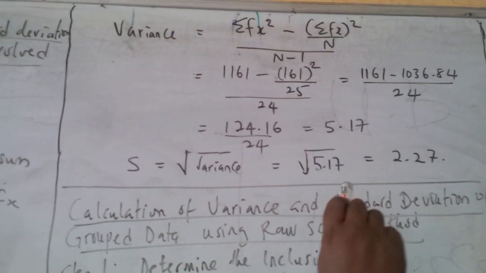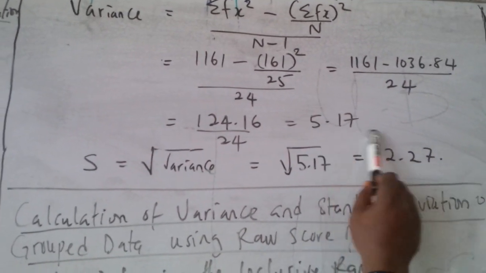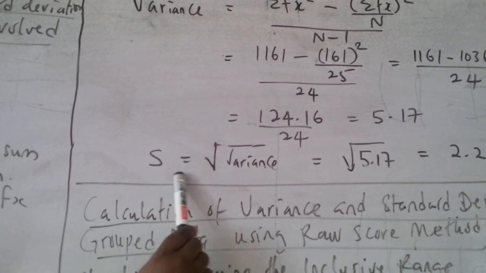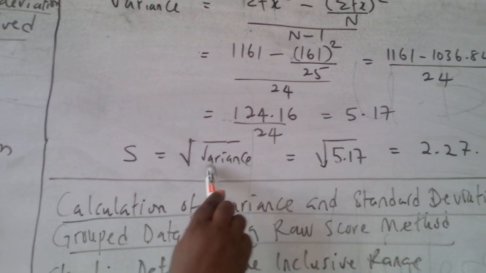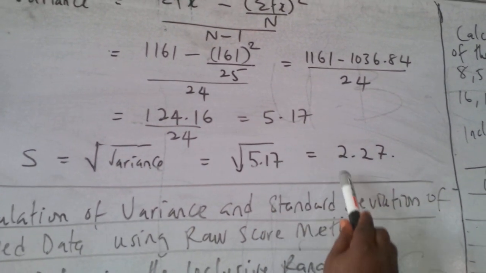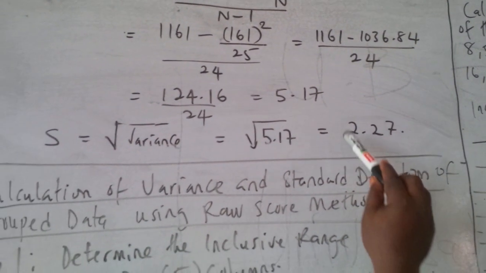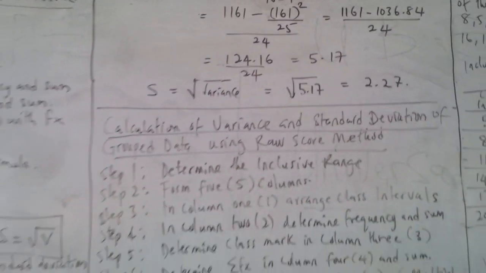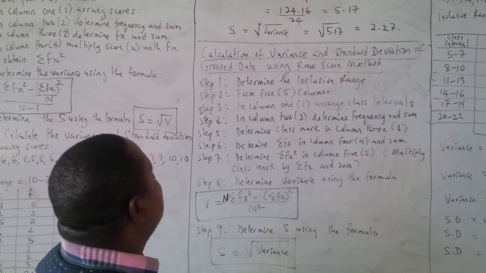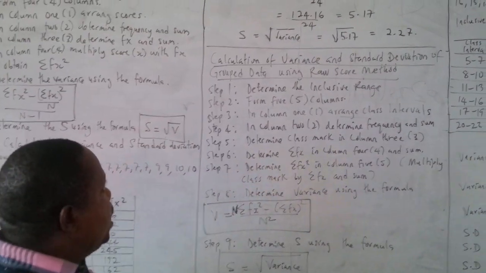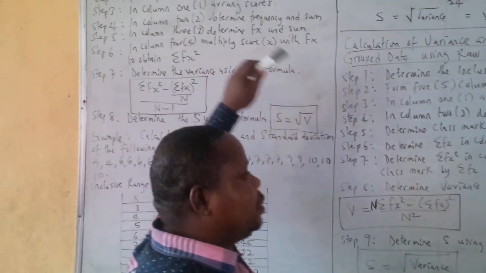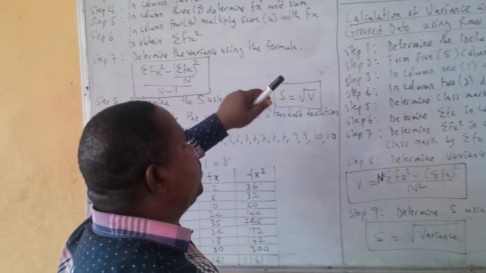And when you obtain that, this is the variance of the distribution. Now, the standard deviation, which is s, is just the square root of variance. And if you find the square root of 5.17, it is going to give you 2.27. This shows the extent of variability in the course we have used in the example. Now, that is for calculation of variance and standard deviation involving frequency.